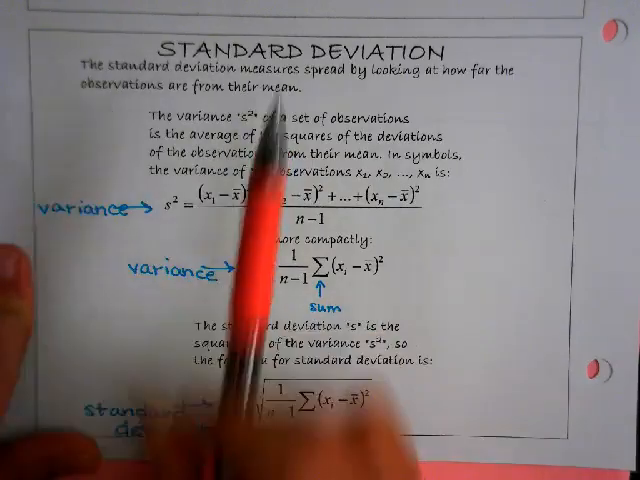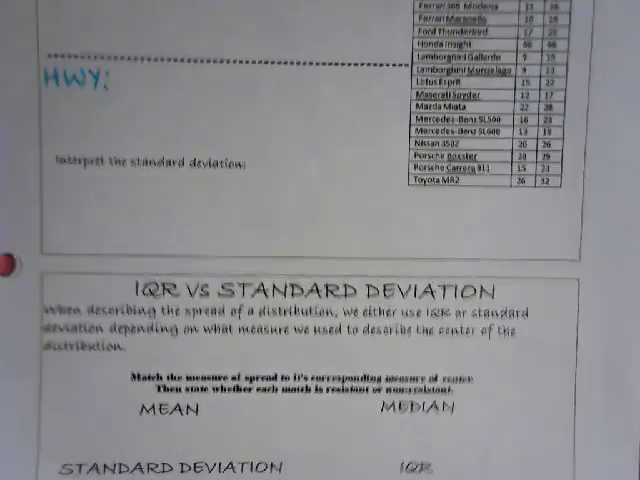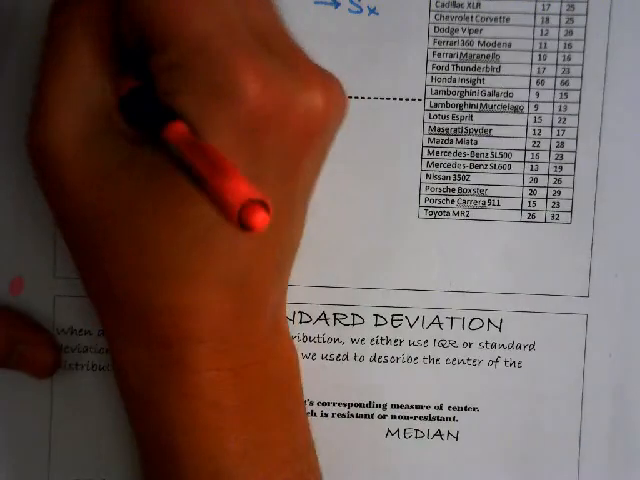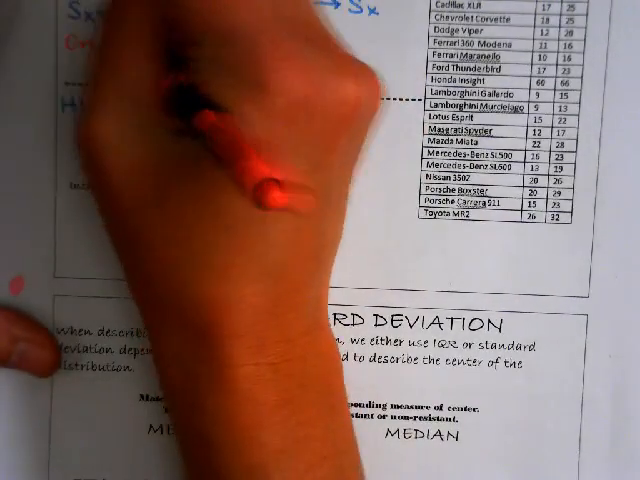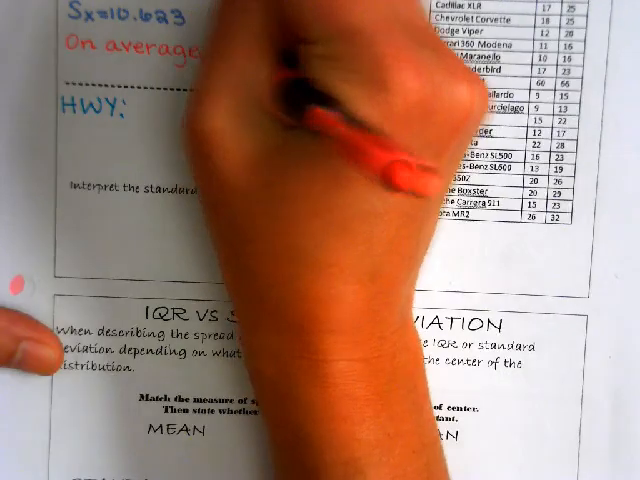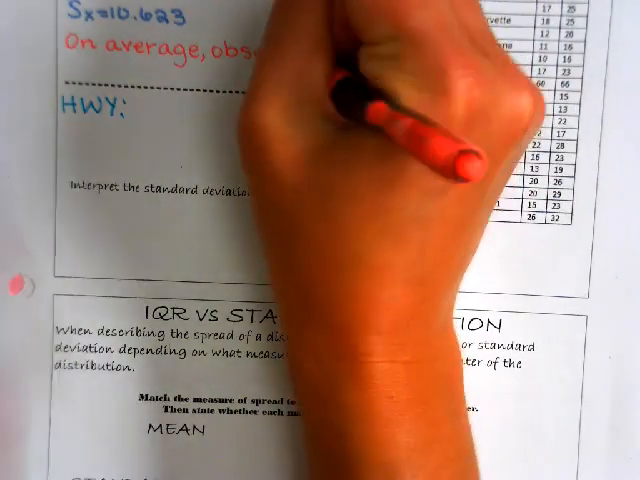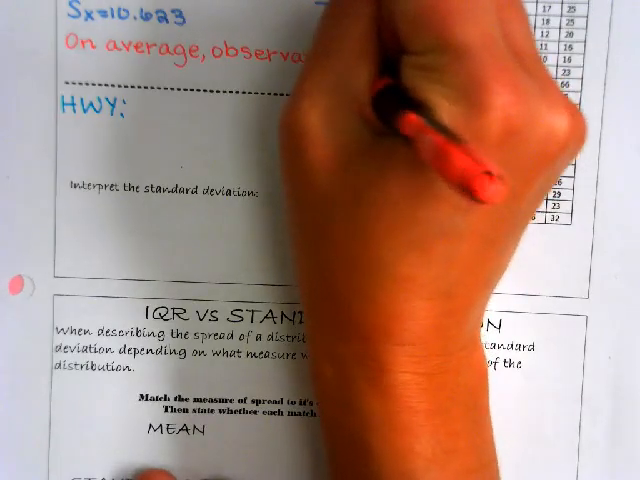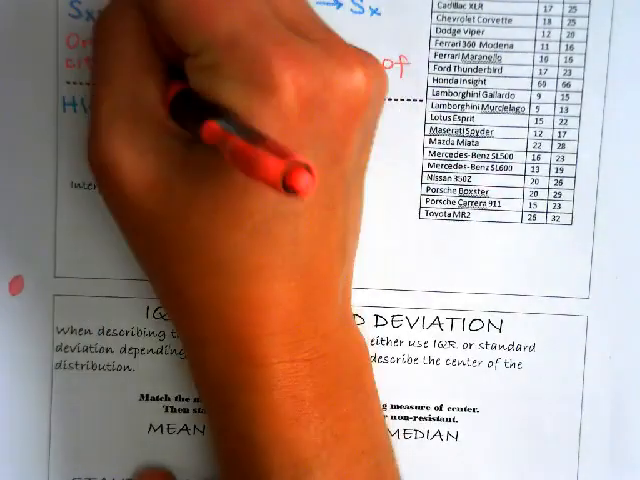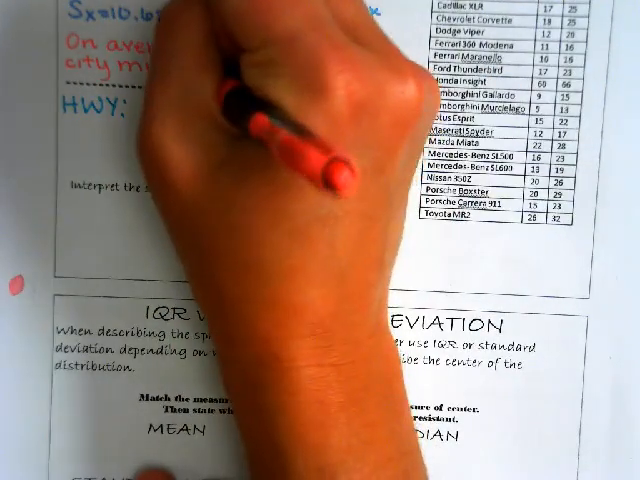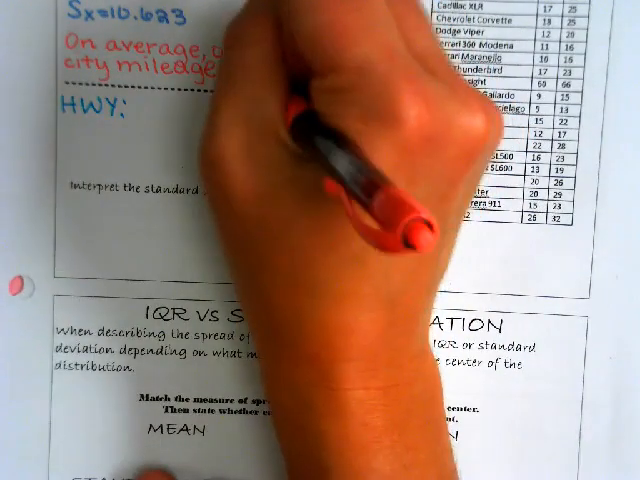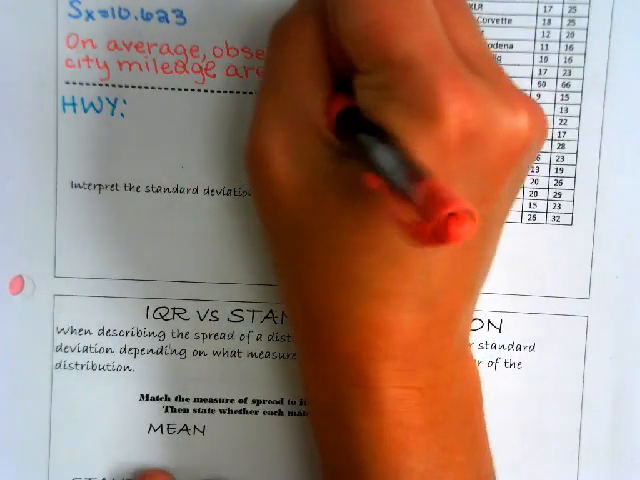Like I said, you may be able to wordsmith it better than me, but we're going to say something like, on average, because it is an average when we use the actual formula, observations of city gas mileage. There's my context, because really there isn't a whole lot else to this problem. We're just looking at city mileage. On average, observations of city mileage are 10.623 away from the mean.